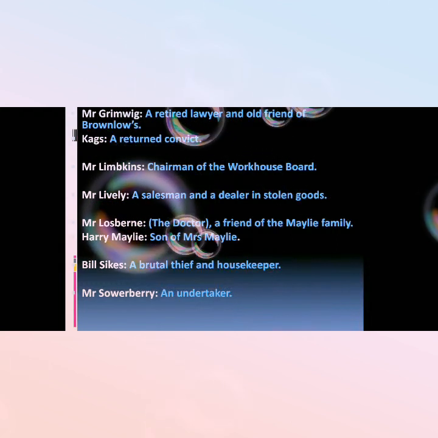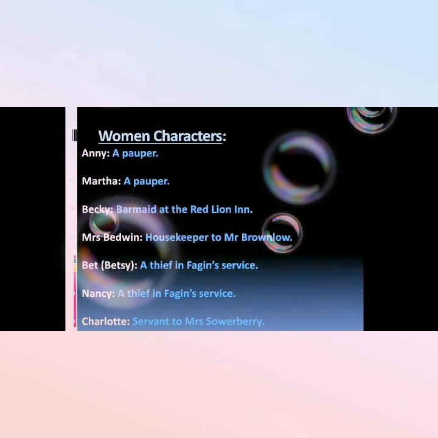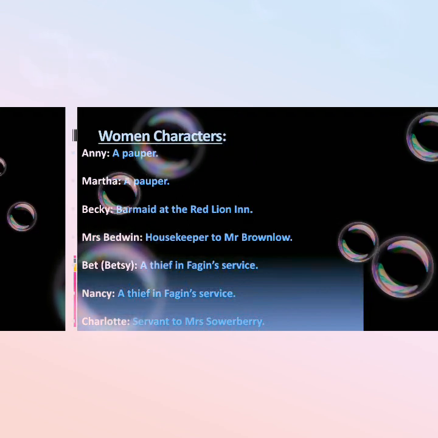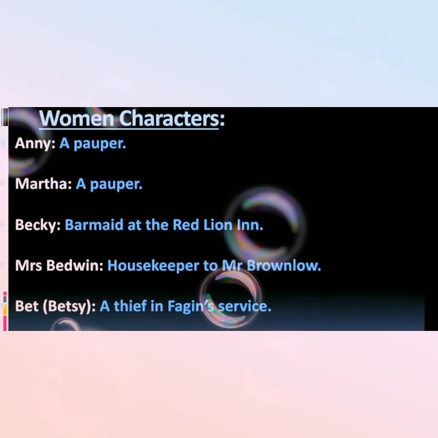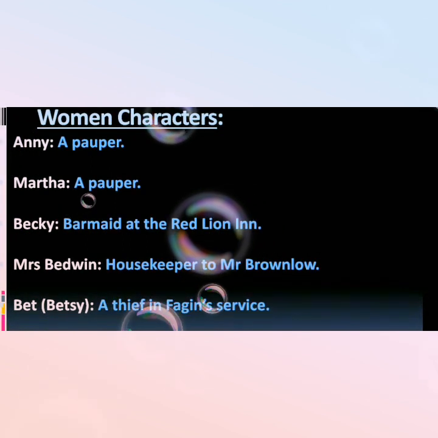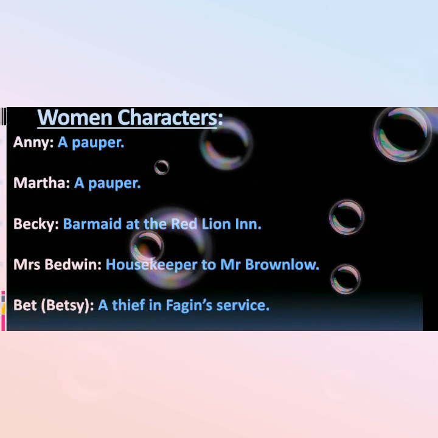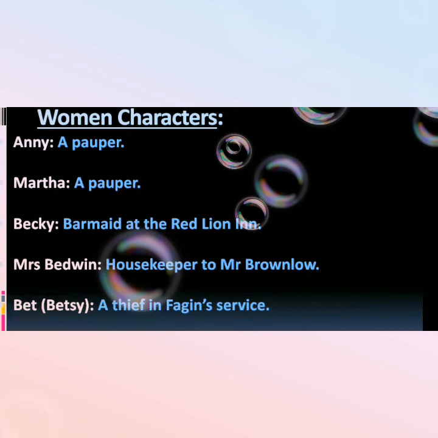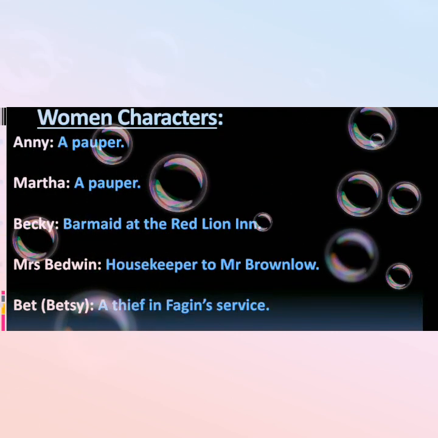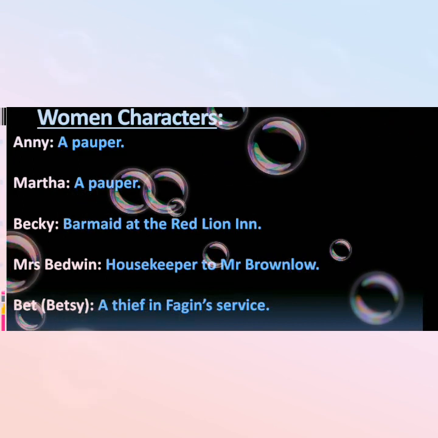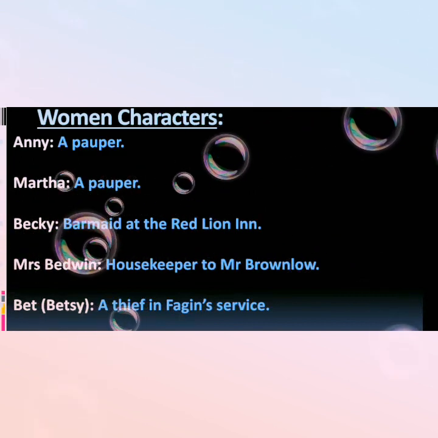And now let us jump to the women characters. So the first woman character is Annie. She is a pauper. And then Martha is also a pauper. And then there we have the character of Becky. She is the barmaid at the Red Lion Inn. And then the next character is Mrs. Bedwin. She is the housekeeper to Mr. Brownlow. The next character is Bet or Betsy.